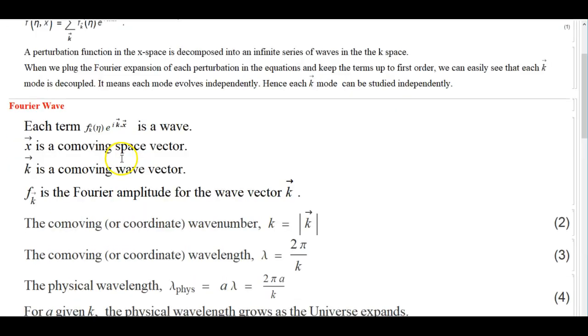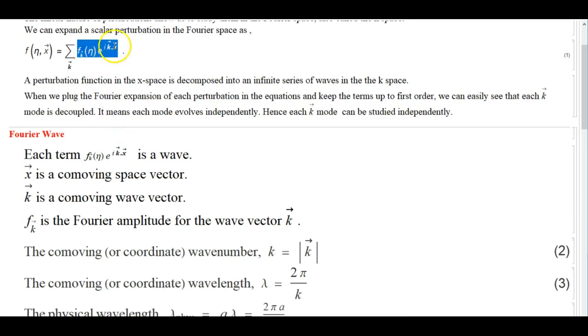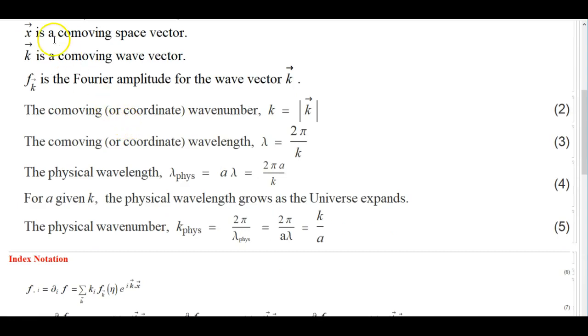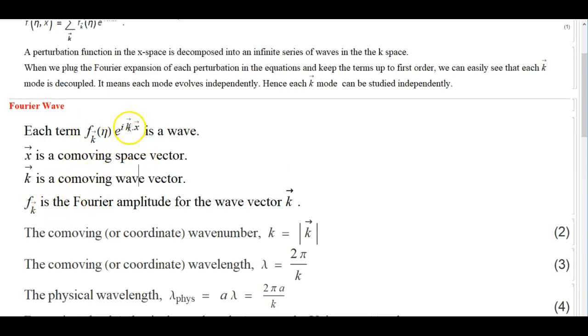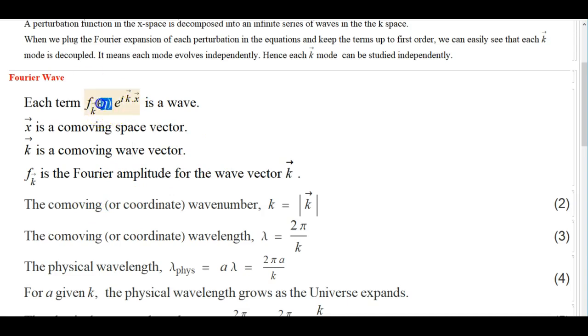So each of these terms, f_k eta e to the power iota k dot x, is a wave. x is a co-moving space vector. k is a co-moving wave vector. f_k is the Fourier amplitude for the wave vector k mode, and it is a function of conformal time, because the spatial dependency is moved to this part now, and this is only a function of conformal time.